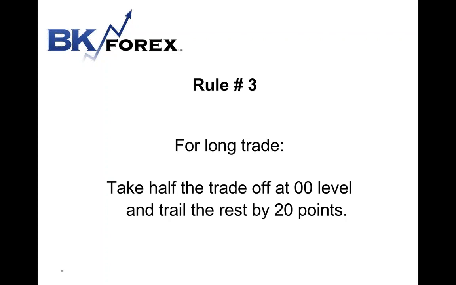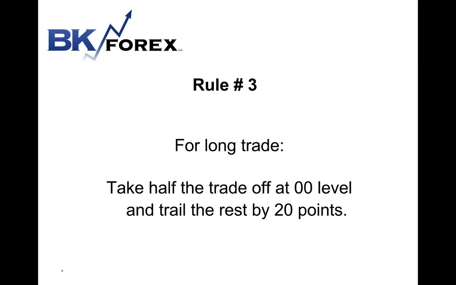Then it moves to 20, and we move the second unit to 0-0. Then it moves to 40, and we move the second unit to 20. Now, that doesn't happen a lot, but maybe 1 out of 7 times, 1 out of 8 times, you get this incredibly strong run. And the second unit, this is the key thing, by trailing 20 points could potentially lock in 60, maybe even as much as 80 points of profit on its own.